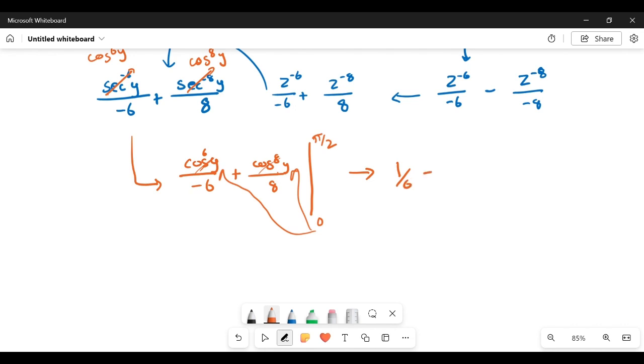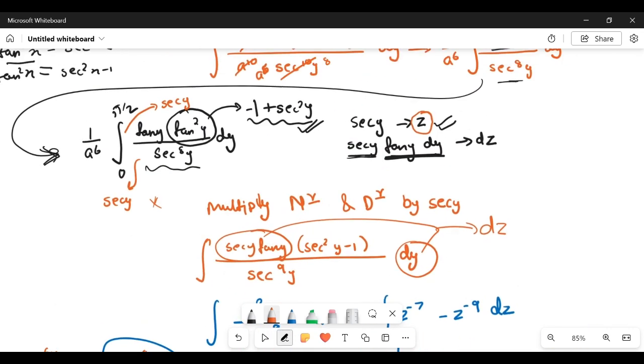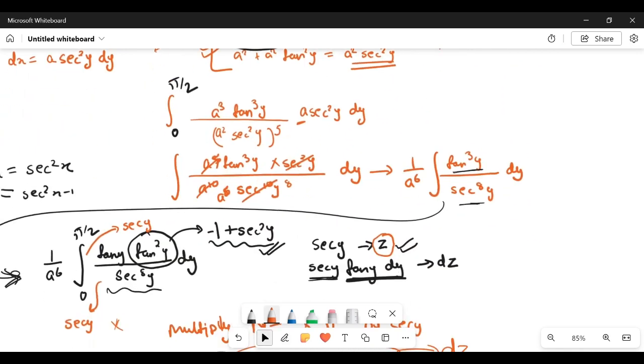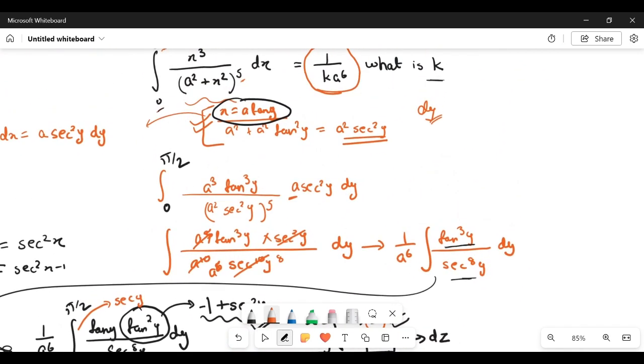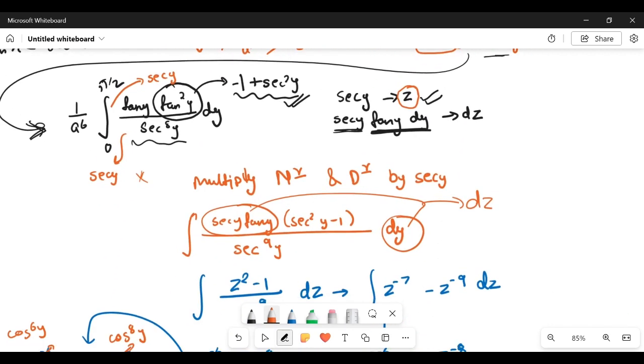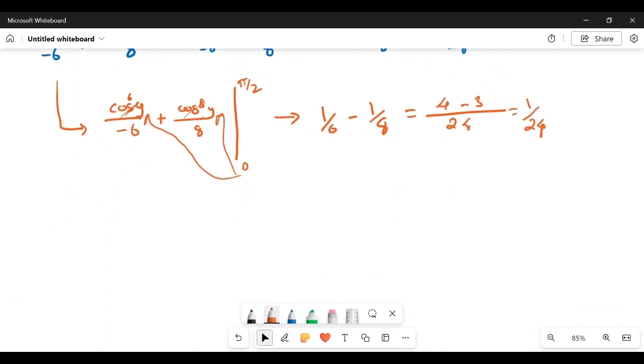So that would be 1 by 6 minus 1 by 8. Taking the LCM, the denominator would be 24, and that is 4 minus 3, which equals 1 by 24. And do not forget this 1 by a to the power 6, which was in the multiplication. So it is 1 by 24 a to the power 6.